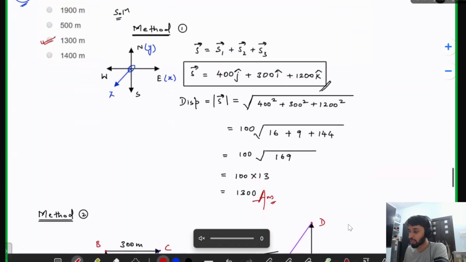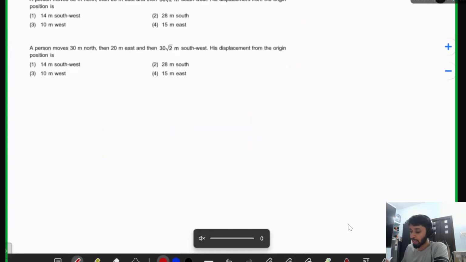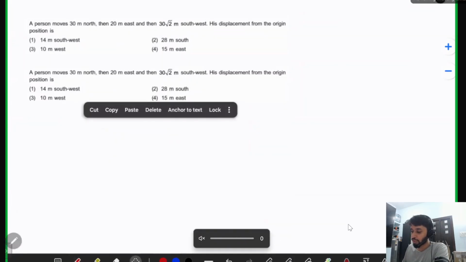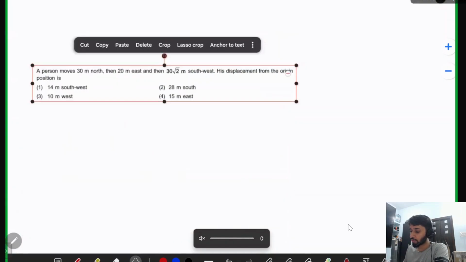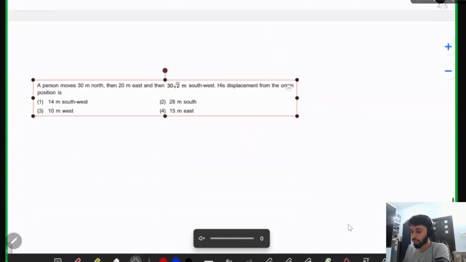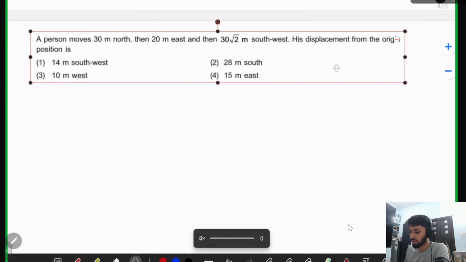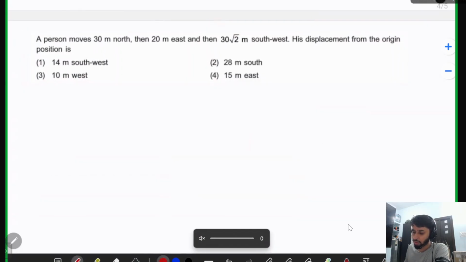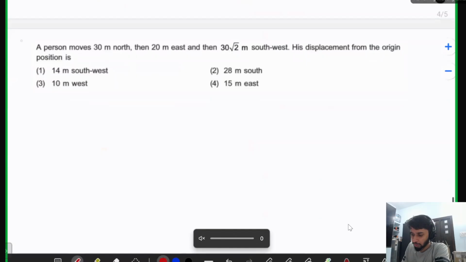You can scroll up and see if you have any doubt. Now one last question we will do. This is a different kind of question, though not very different, similar to the previous one. We have around 4 minutes, we'll try to do it. This one is much easier if you do it in vector form only. The other method is very confusing. You cannot really come to a conclusion if you use the second method.